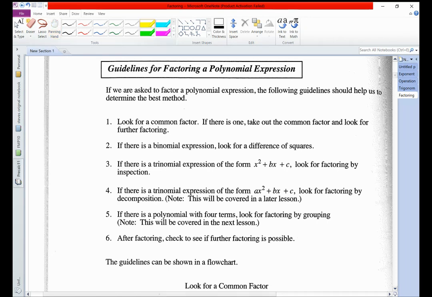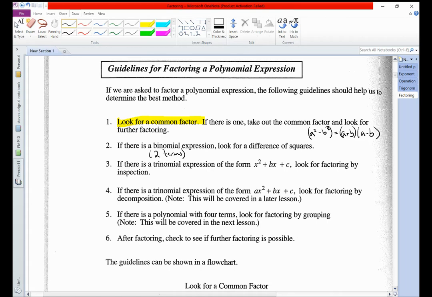The first step is to look for a common factor. If you can remove the greatest common factor or a common factor, then that's the first step. It'll make your life a lot easier. If there's a binomial expression, which means 2 terms, look for difference of squares, which is, if you remember, a squared minus b squared will equal a plus b multiplied by a minus b.